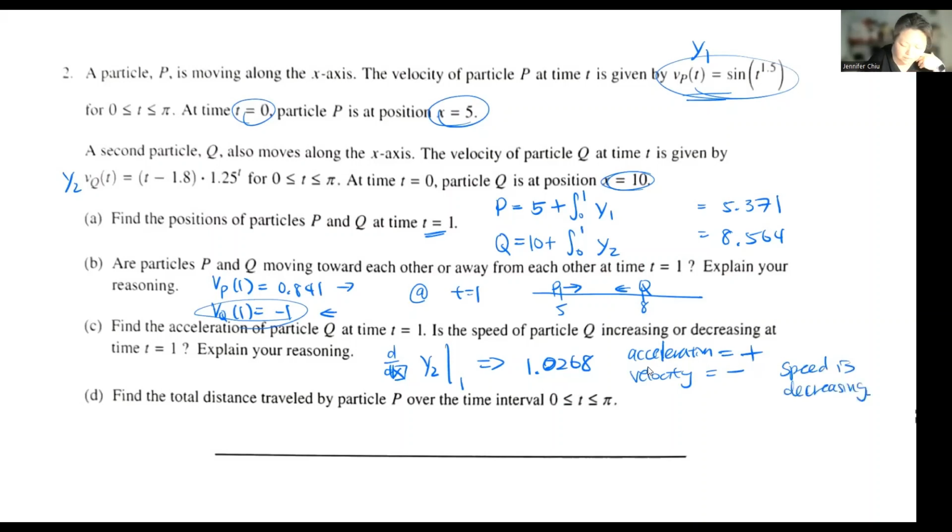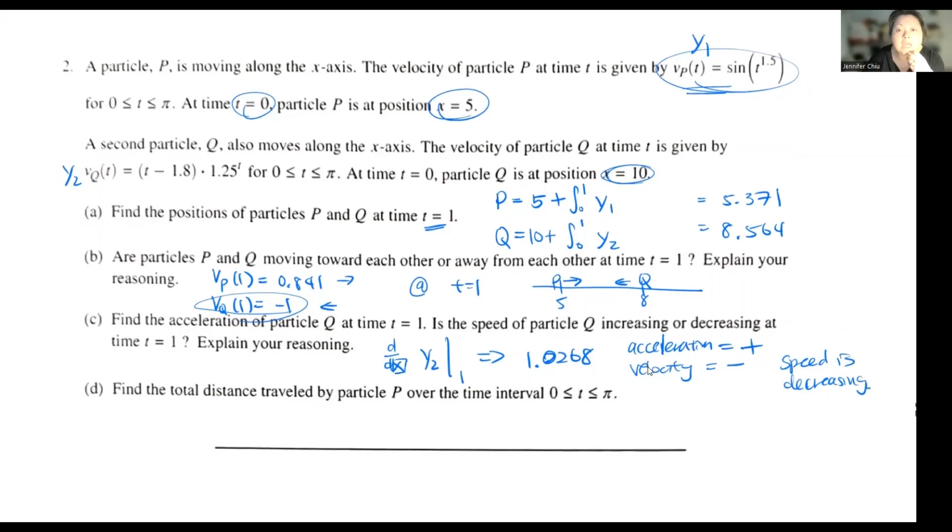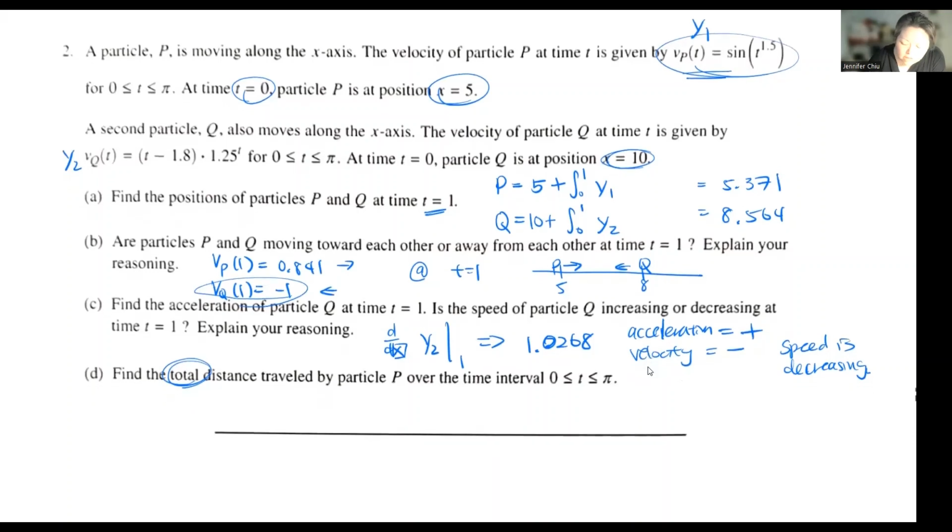Okay. Last but not least, find the total distance traveled by particle P over the time interval 0 to pi. So the key word is total distance. You want to make sure you get your negatives up. So there's a really quick way of doing that by putting absolute value around your velocity. Therefore, it's going to force all the stuff that's negative into positive. So since I'm looking for the distance traveled by particle P, that is my y1 function.